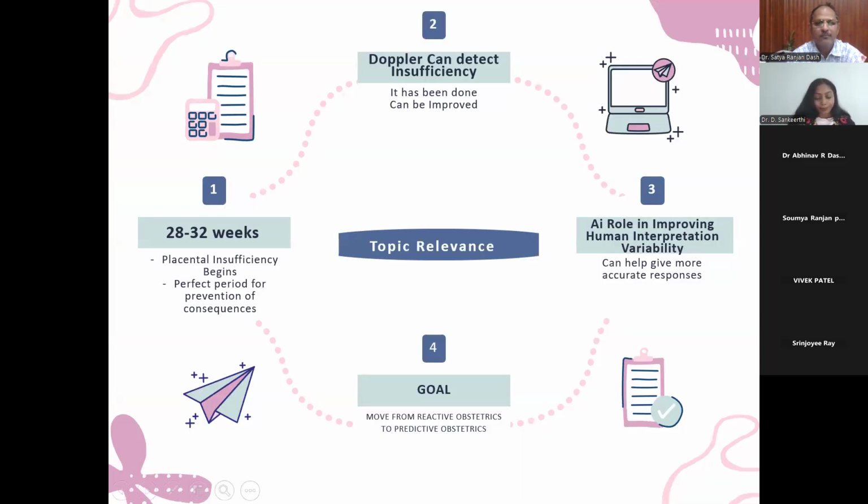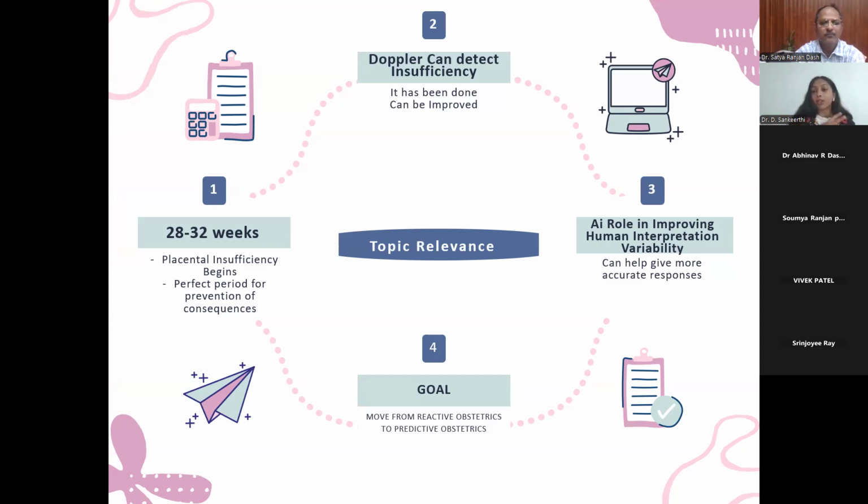So starting off, what exactly are we trying to do? Why exactly is this topic relevant for this session? A whole pregnancy lasts for 42 weeks. That is what we would try and achieve. And there is a period of gestation between 28 to 32 weeks. During pregnancy, inside the uterus, we have two components. One is the fetus or the baby, and the other one is the placenta.